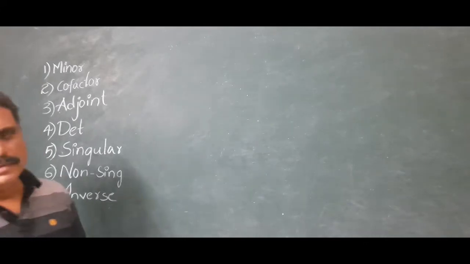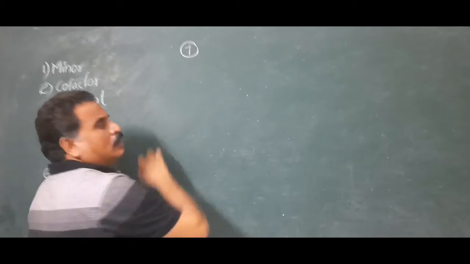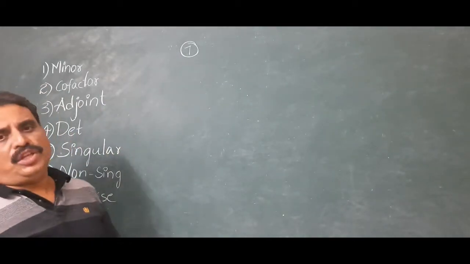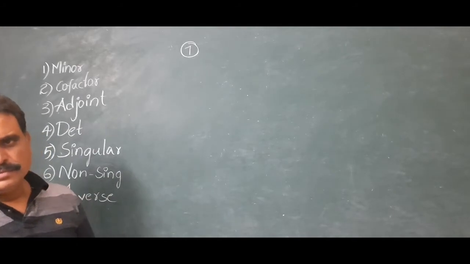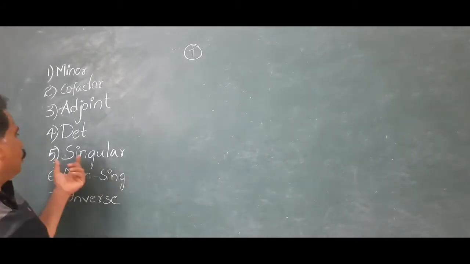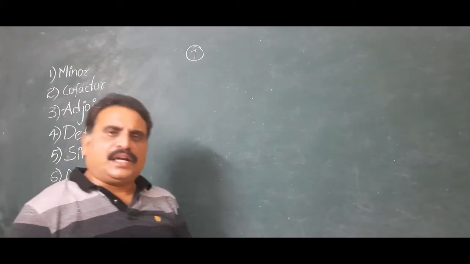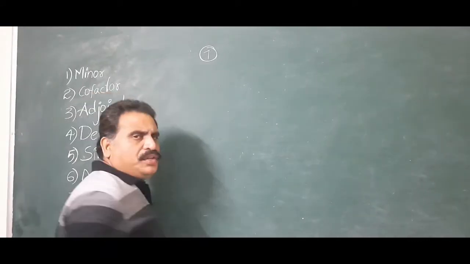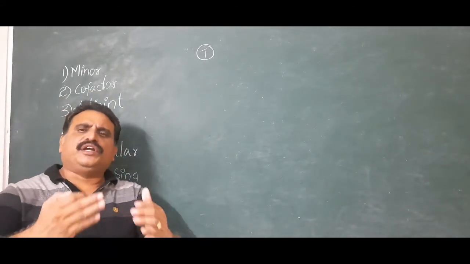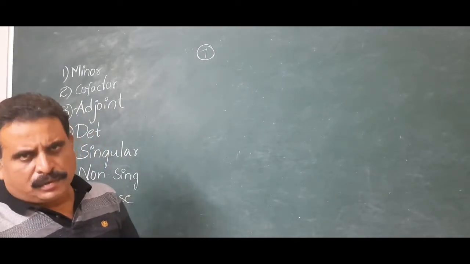Now we discuss the seventh point, the inverse of a matrix. How to find the inverse of a matrix? A is a 3 by 3 matrix. In the adjoint of the matrix, we noted one point: A into adjoint A equals adjoint A into A equals det A into I. We use that one. So how to find the inverse of the matrix?